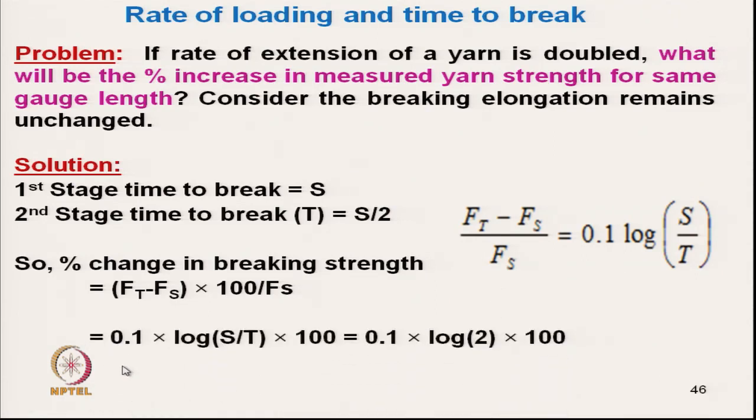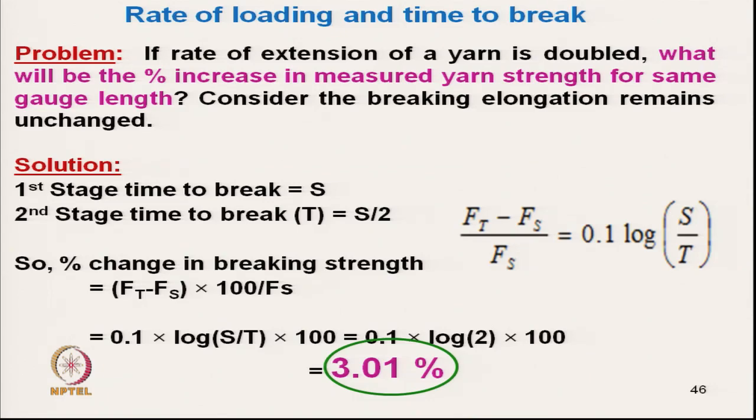So, this 0.1 log S by T multiplied by 100 is the percentage change, and S by T, from our condition, is 2. So, 0.1 log 2 multiplied by 100 is the percentage change in breaking strength, and it comes out to be 3.01%. So, that is the problem.